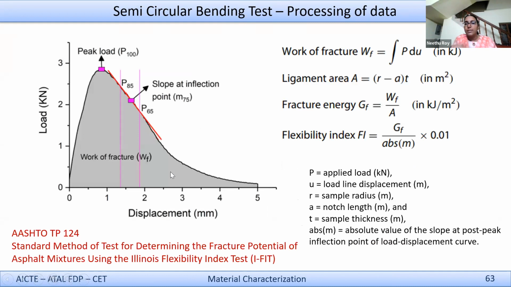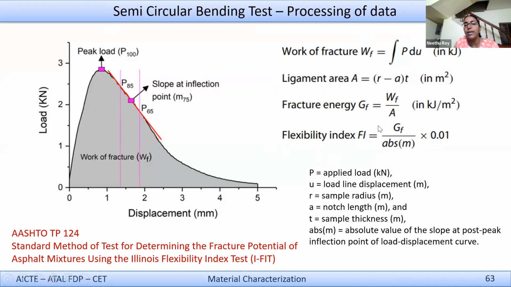Now, there is another way of post-processing this. Again, this is the load displacement curve. You calculate the area under the full curve. Earlier, we considered only till the failure, that is, till the maximum point. Now, you are considering the full curve of the test. Then, you compute what is called the work of fracture, WF. The ligament area is given as R minus a, where R is the sample radius and a is the notch height, multiplied by the thickness. You compute the fracture energy as WF by A.